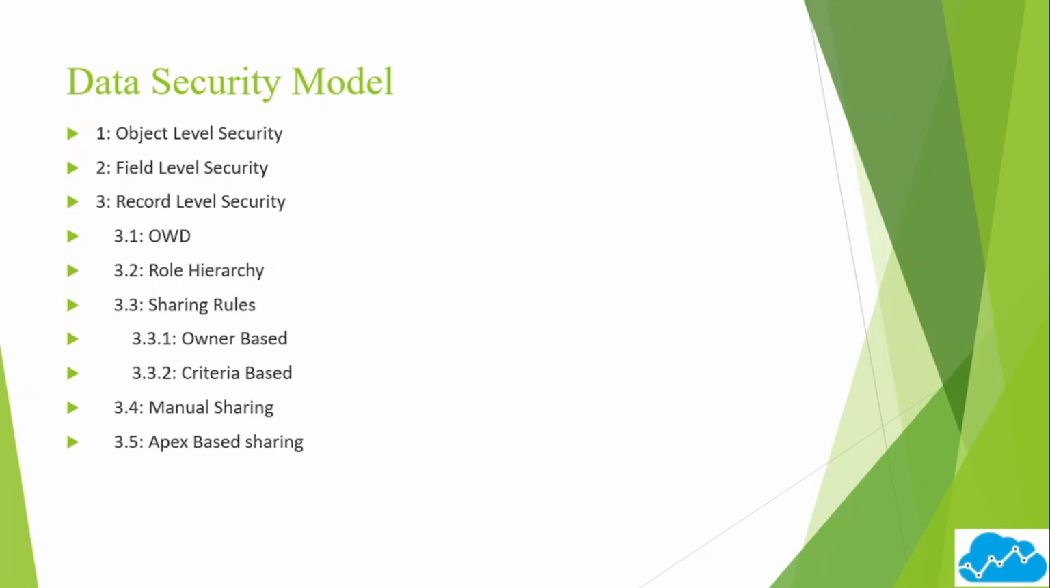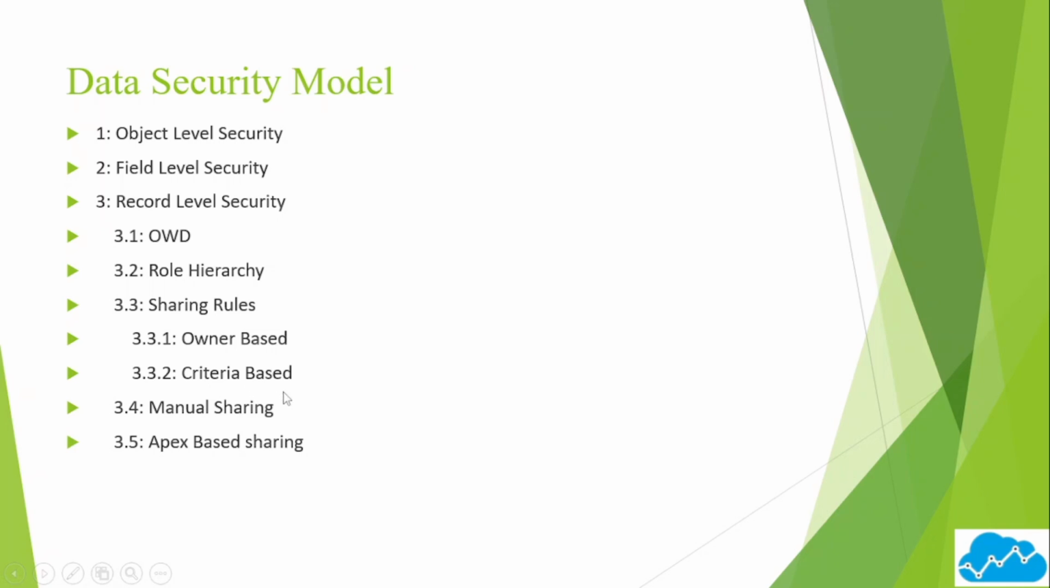Then comes the role hierarchy. By applying the role hierarchy also, we are securing the data. Next we see sharing rules. Sharing rules are of two types: owner based sharing and criteria based sharing. Owner based sharing is where I am the owner of a particular record and I share it with any other user in the organization.